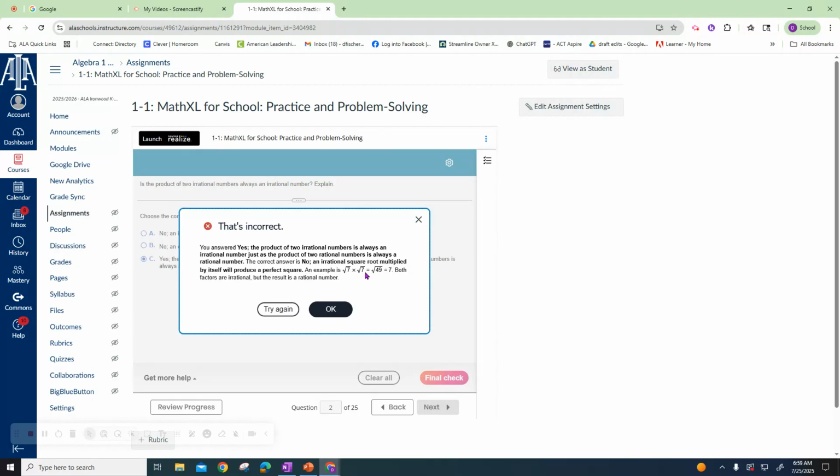When I said square root of 3 times square root of 3, that would be over here, square root of 9. 3 times 3 is 9. Well, let's see what the square root of 9 is. It's a perfect square.